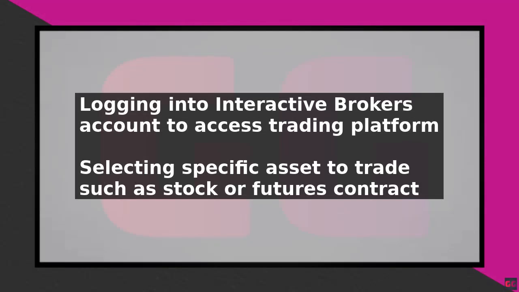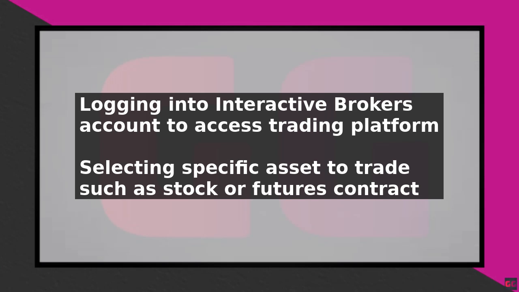To set a stop loss in Interactive Brokers, start by logging into your account and navigating to the trading platform. Once you are logged in, select the specific asset you want to trade, such as a stock, option, or futures contract. Next, enter a buy or sell order for the selected asset, but do not submit the order yet.